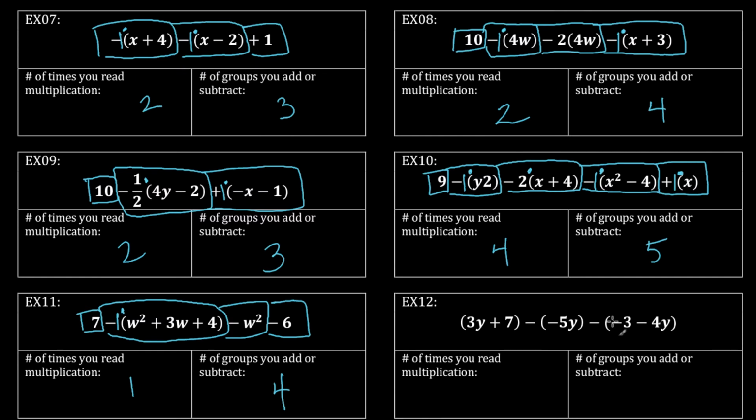Now let's go ahead and look at this next one. We can even put 1 here. 1 here, 1 here, 1 here. So 1 times 3y plus 7 minus 1 times negative 5y minus 1 times. Okay, so I have 3 multiplication. I start off with this group, and I take away this group, and I take away this group. 3. Let's go to that next part.